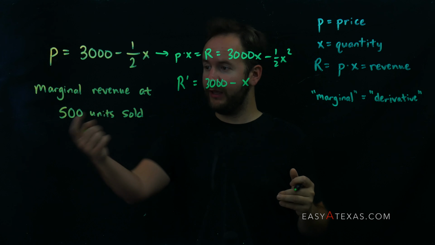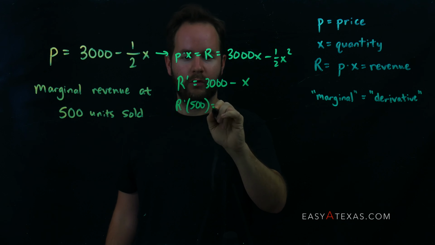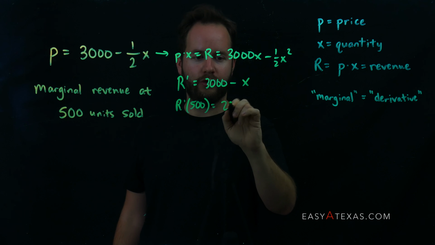Now we have it, and we're going to plug in 500. So marginal revenue at 500 units sold would be 3,000 minus 500, or 2,500.